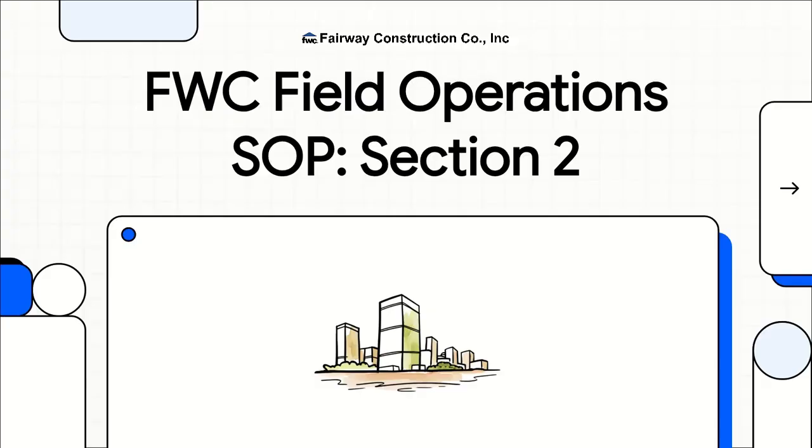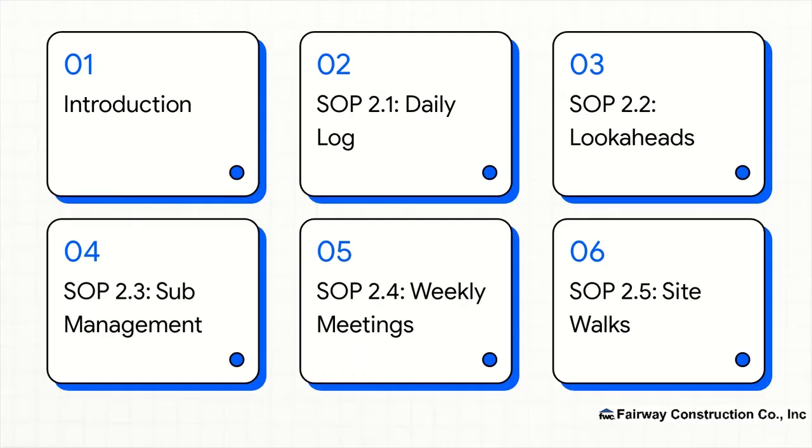This explainer is all about Section 2 of the Field Operations SOP. You know, the part that lays out the core site management procedures for all our multifamily construction projects. This is where the rubber meets the road. So here's a quick look at our game plan.